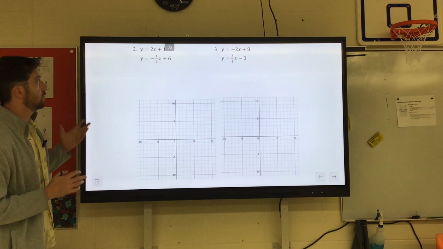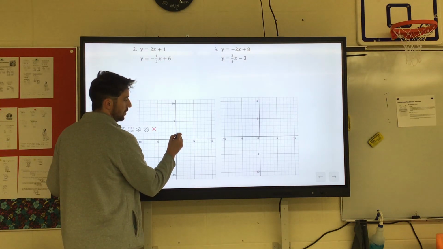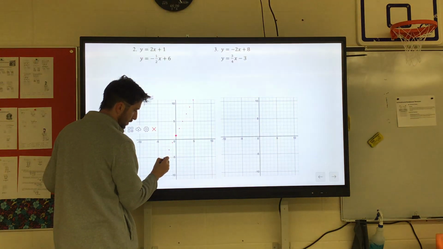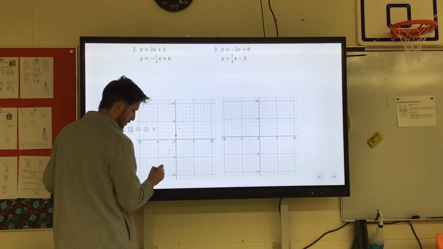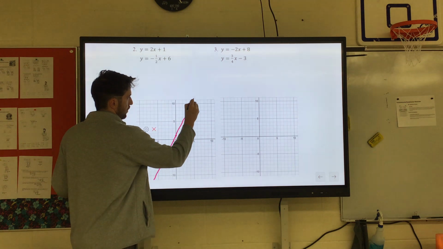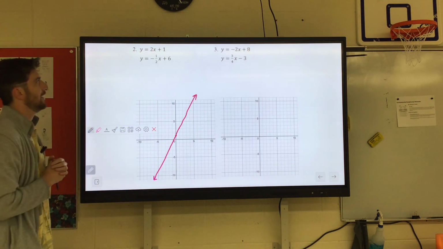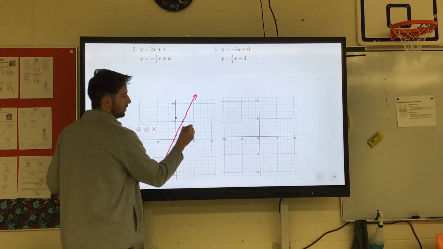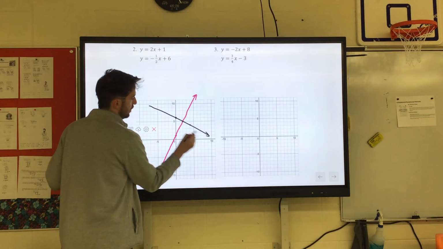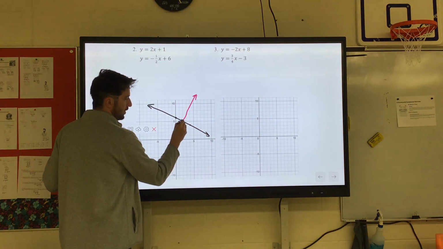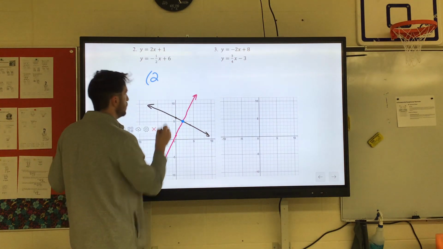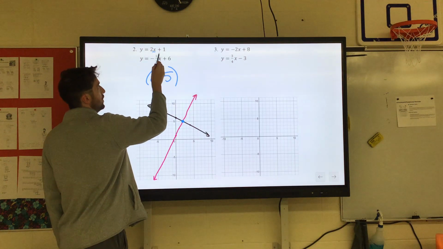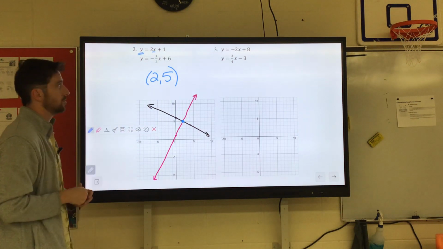So let's try some more. Y equals 2x plus 1. We start at 1. Our slope's 2, so it's up 2, right 1. We go down 2, left 1 as well. So our first equation. Second one, negative 1/2 x plus 6. You start at 6. Your slope's negative 1/2. That's down 1, right 2, which is where they cross each other. That's the important coordinate for us, and that coordinate is 2, 5. And it works for both equations. 2 times 2 is 4, plus 1 is 5. It works. Works in the other one too.